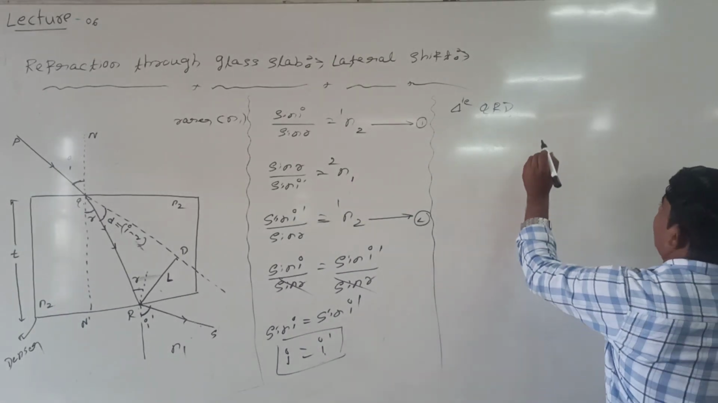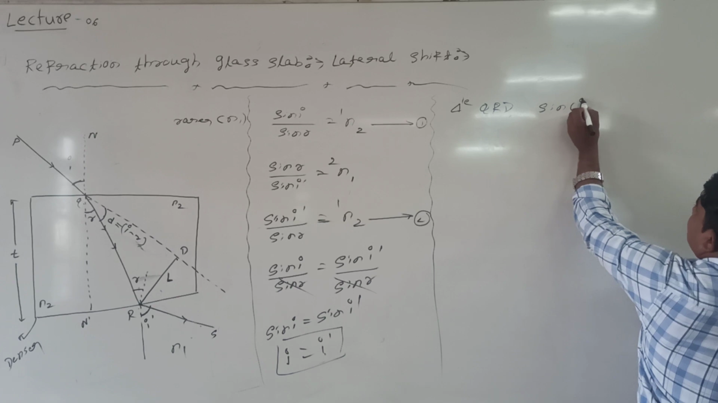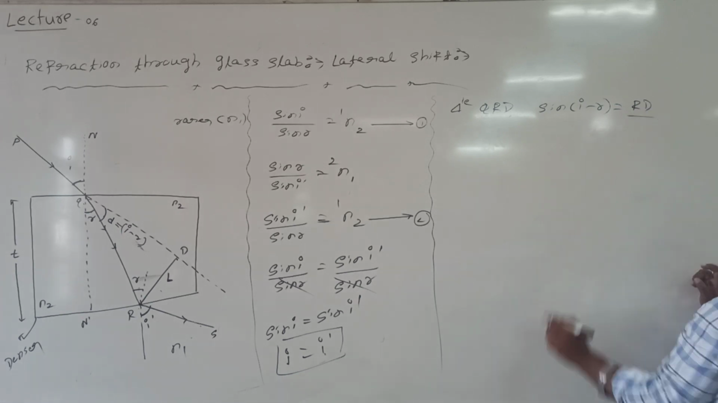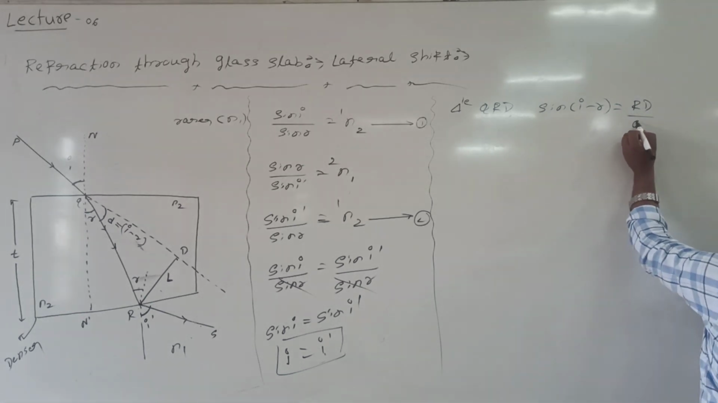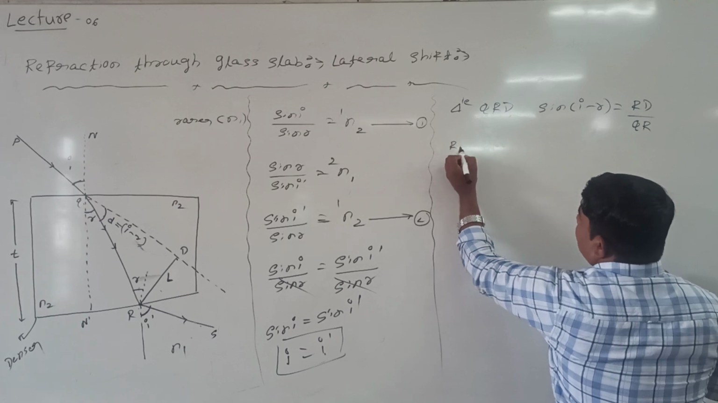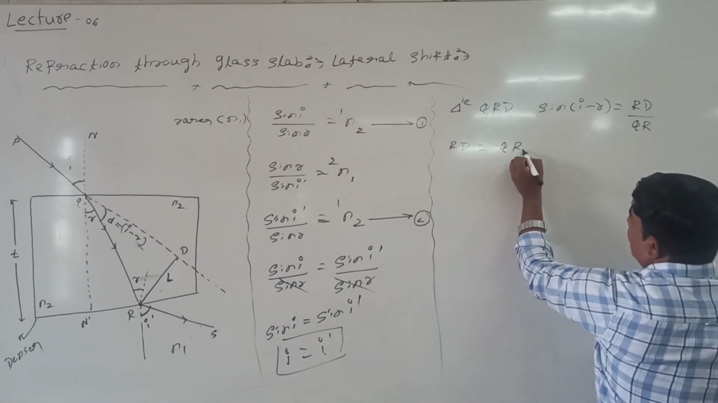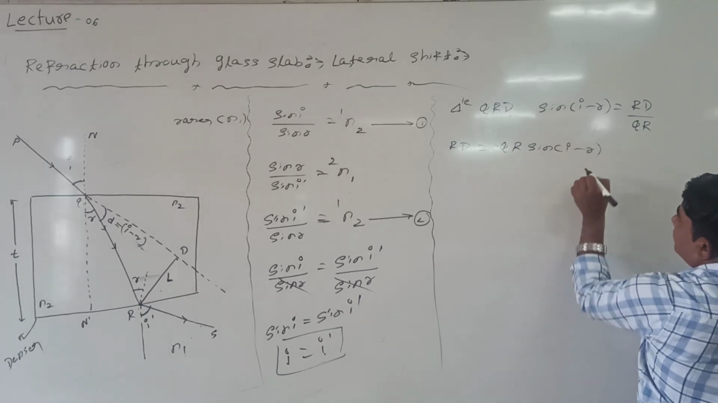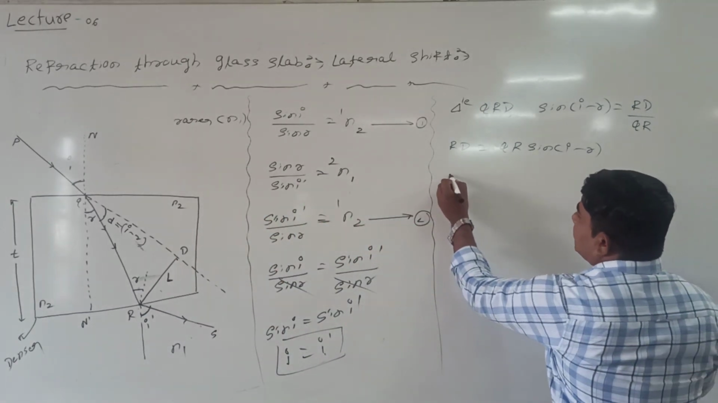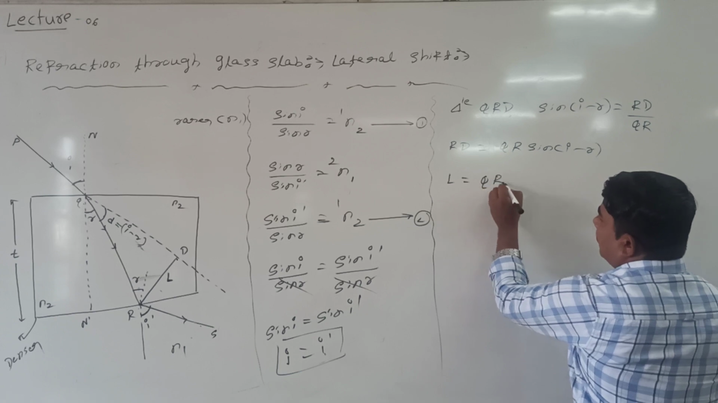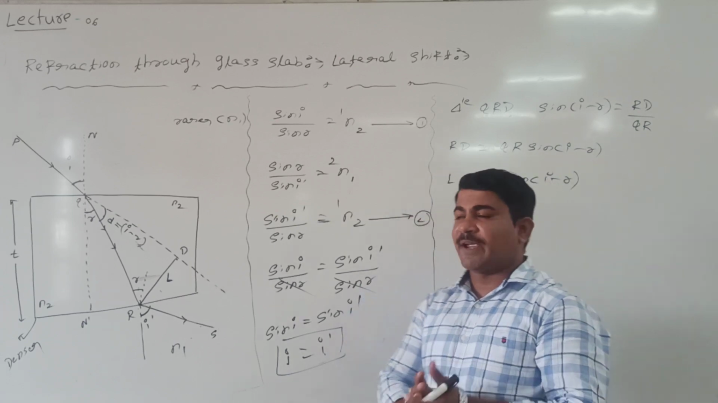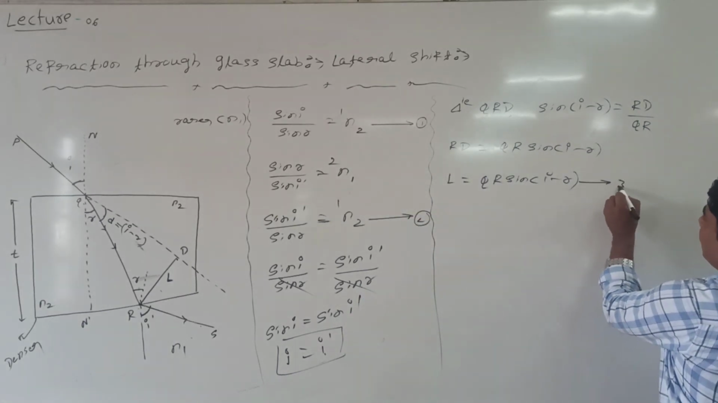From that triangle, I can take sine of i minus r. Sine of i minus r is equal to how much? That is RD divided by QR. So RD is equal to QR into sine of i minus r. What is RD? This perpendicular distance is called the lateral shift. So lateral shift L is equal to QR into sine of i minus r. Let us call this equation number 3.